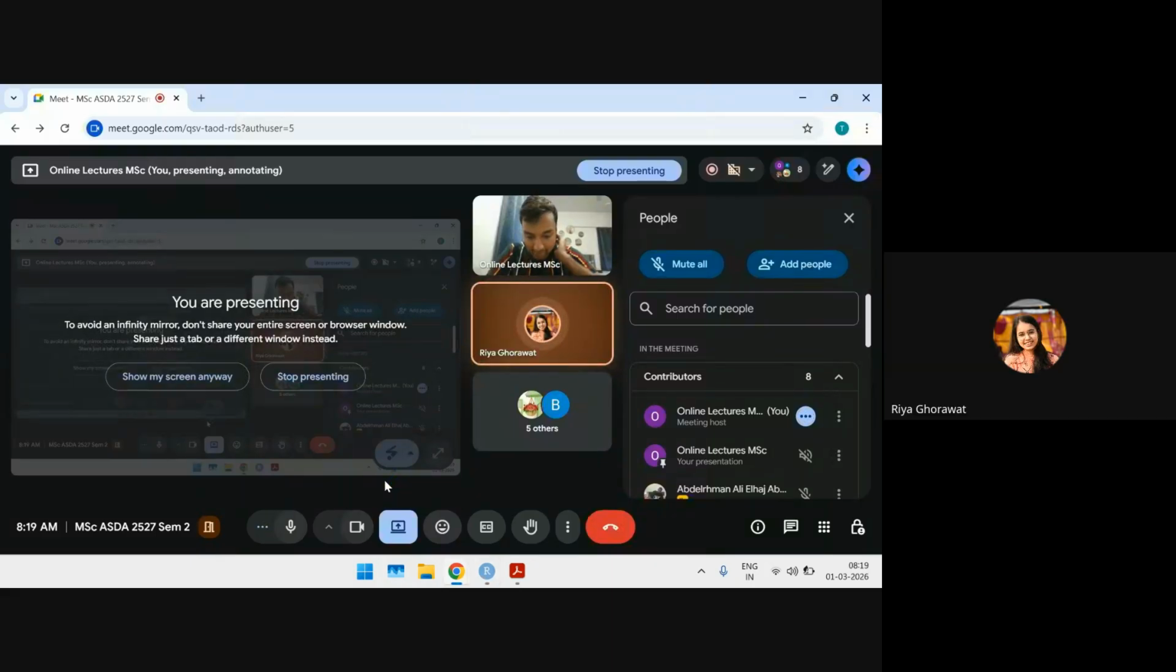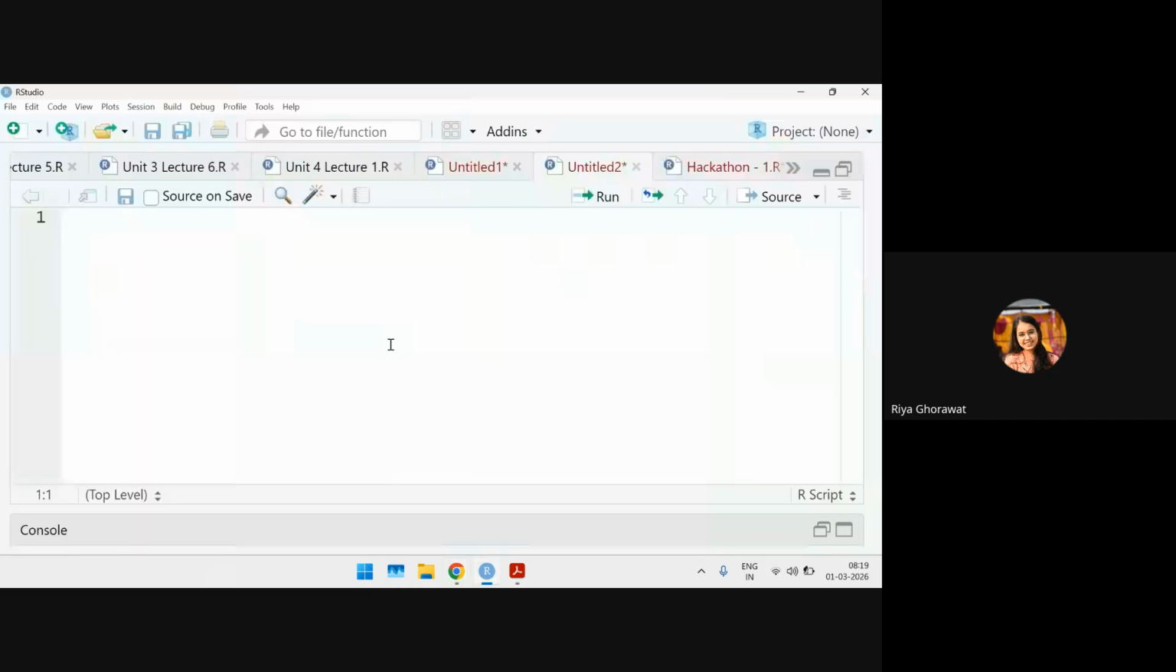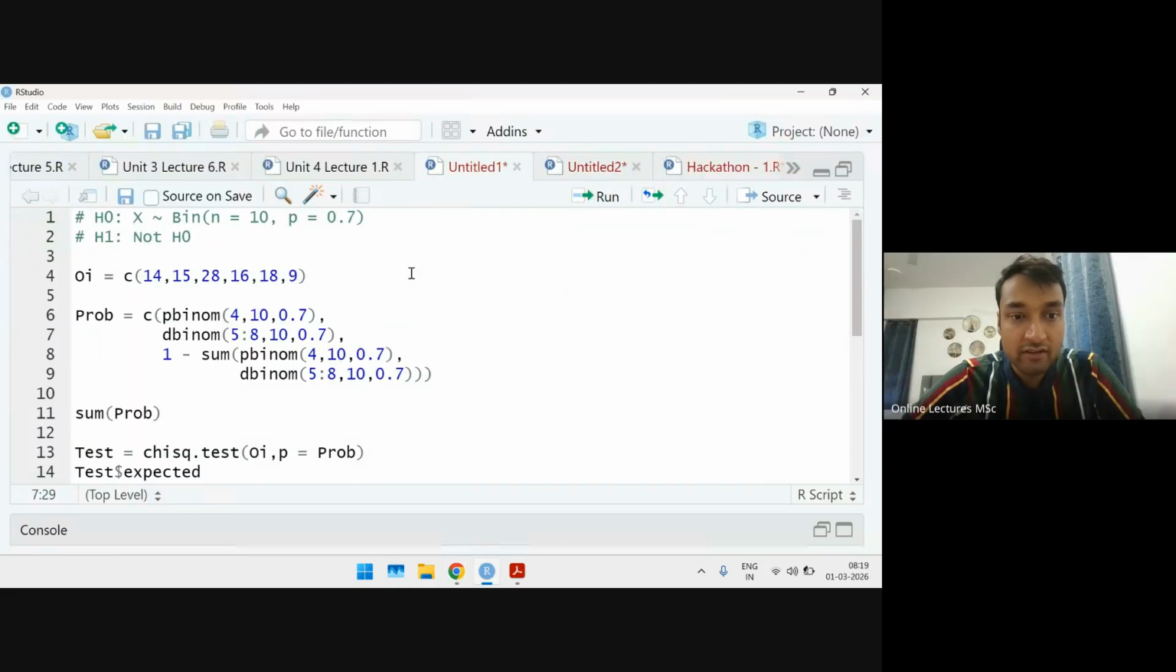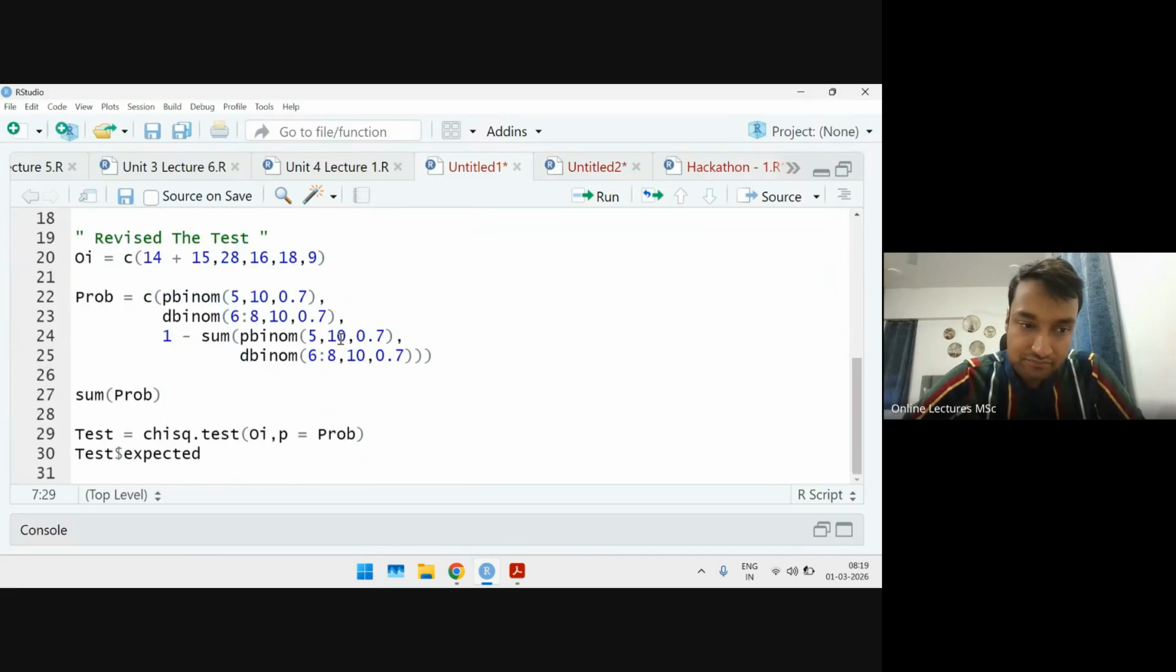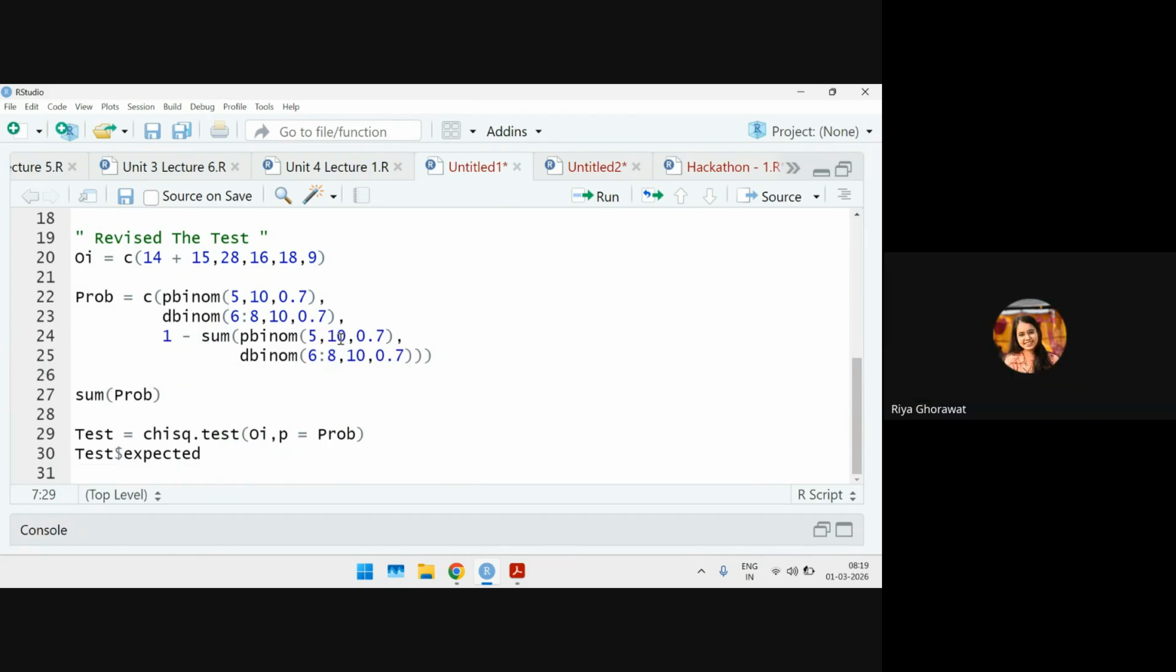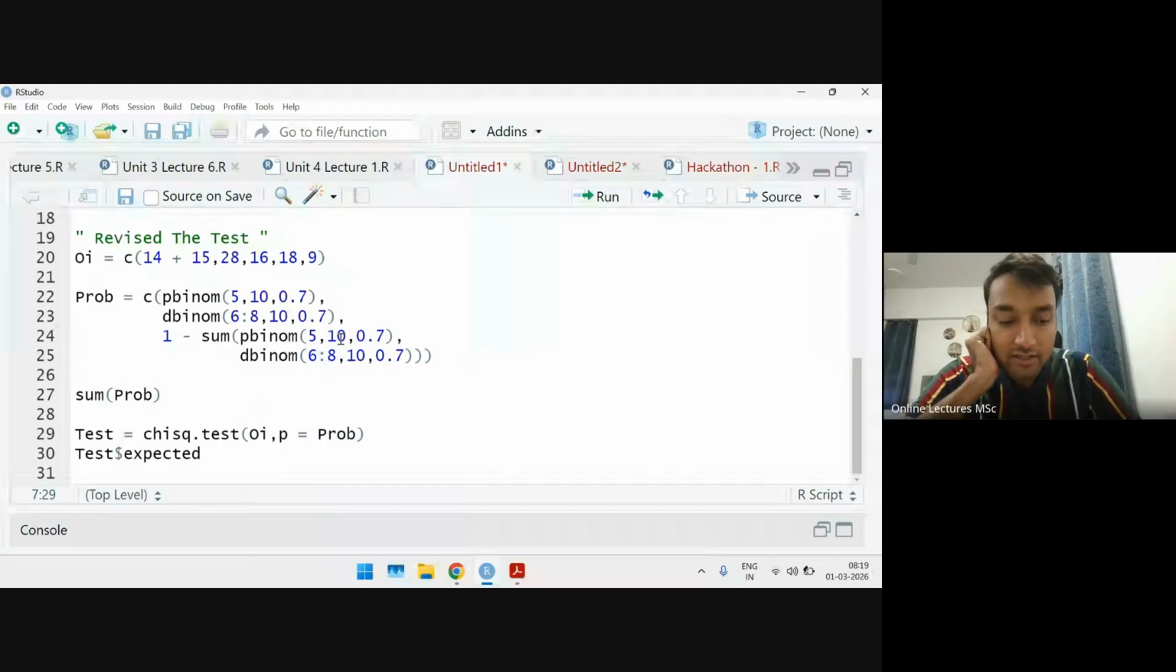And also for checking, when we carried out the code, we got to know that the OI and EI will have some cells where the EI will be less than 5. So that warning message will come, right? Correct. Whenever EI is less than 5, R will throw you a warning message. So sir, if we don't get a warning message, then how will we know? If there is no warning message, then none of your EI is less than 5.